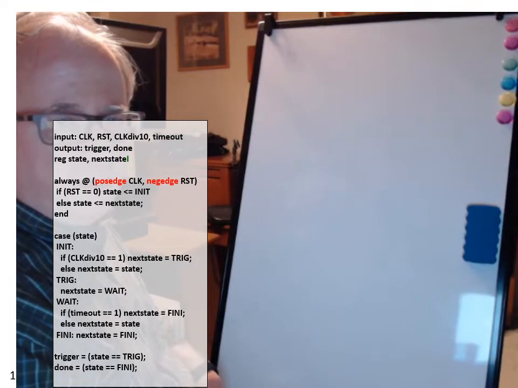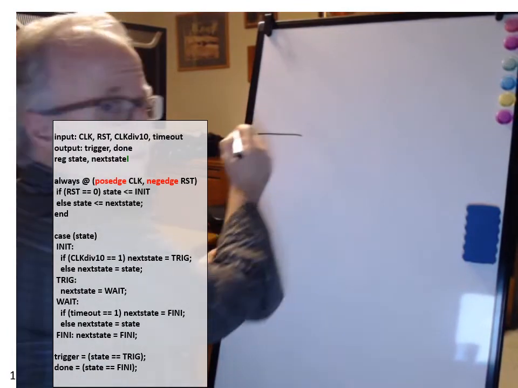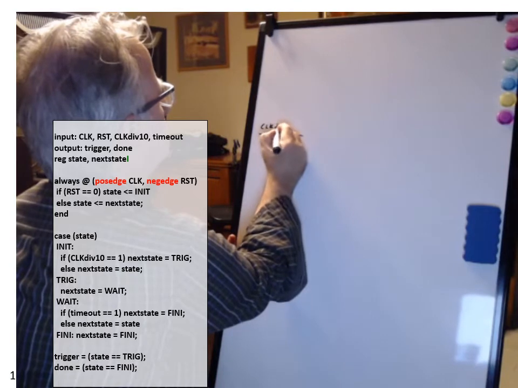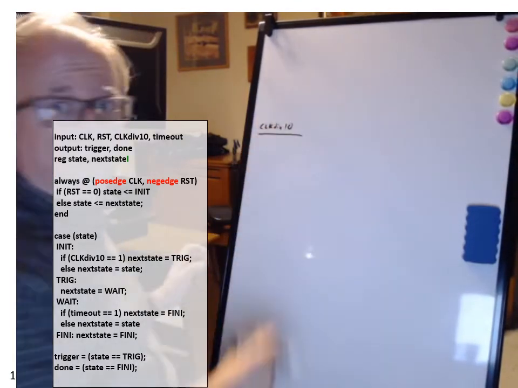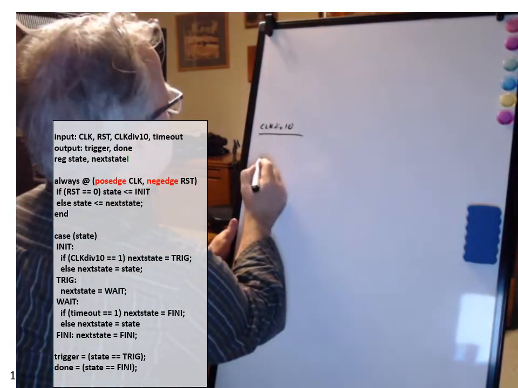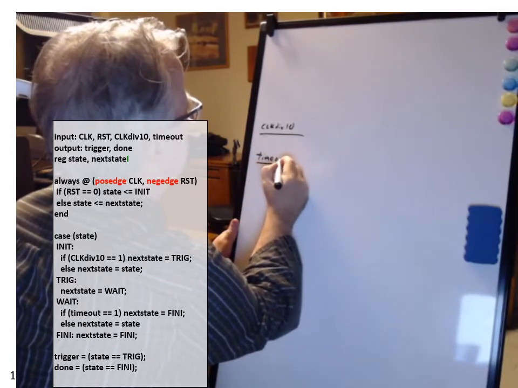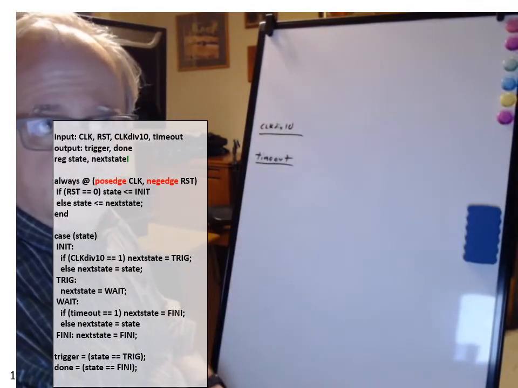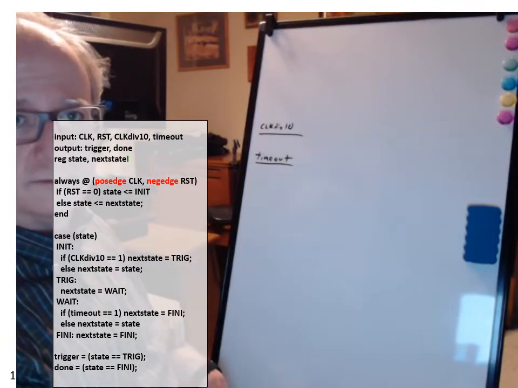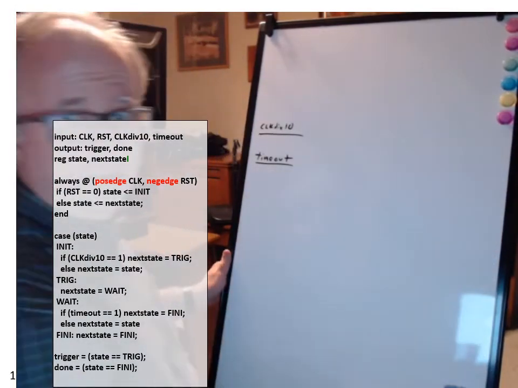So I've got inputs clock div 10, I've got an input timeout, clock and reset I'll just show at the register. I've got outputs trigger and done.